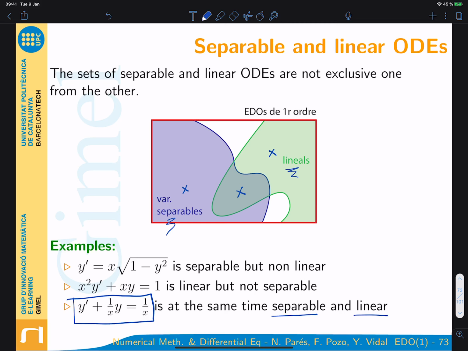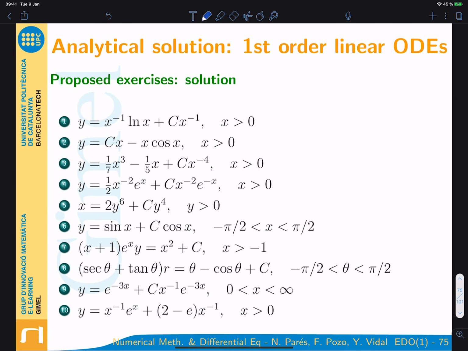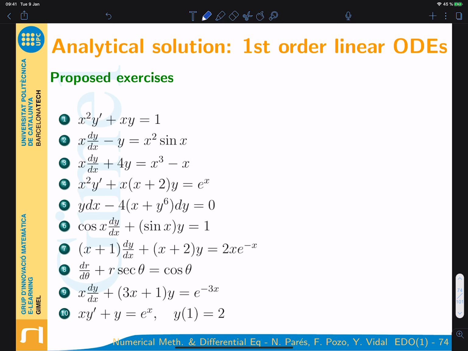And finally, you have here some proposed exercises where you don't have the step-by-step solution, but you have the final solution to check. I would recommend trying to solve the last one because it also has an initial condition to find the value of the constant. So this in fact is an initial value problem. You have the ODE, but also you have an extra condition in order to fix the value of the constant in the general solution. So that's it for today's lecture.